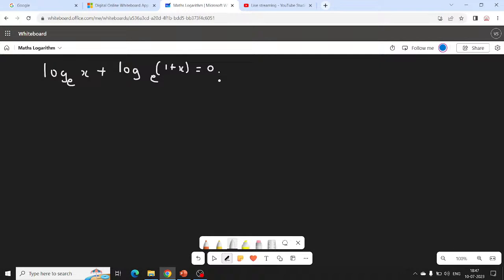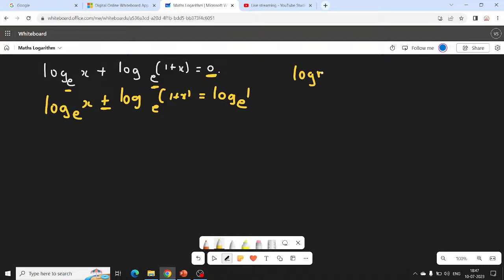Look at this now. Here, the right hand side is what? 0. So what I do, this is log 1 to the base e. Why am I writing base e? Because here base e and here also you have base e. So now here, what happens? Log x to the base e plus log 1 plus x to the base e. This is what sign now here? Plus. So what happens if it is plus? What did I tell you? Log m plus log n can be written as what? Log of m into n. Okay, it will be like this.